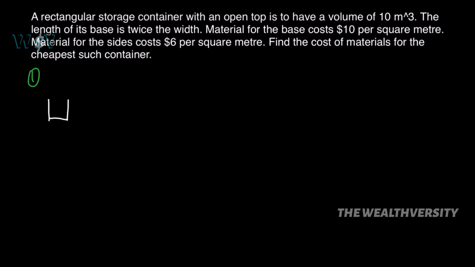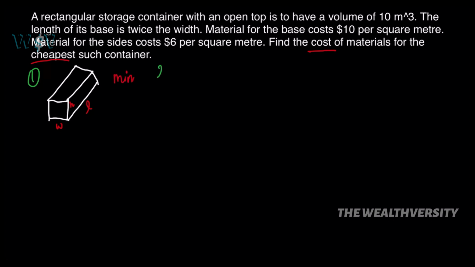As usual, we always start with a visual sketch to make it easier for us to see what we are working with and what we are looking for. So here we draw a rectangular storage container, and we label the length, width, height. The question is asking for the cost of materials that will be the cheapest to make this container, which means we have to optimize this question to find the minimum cost.